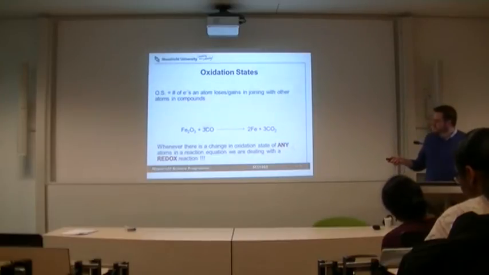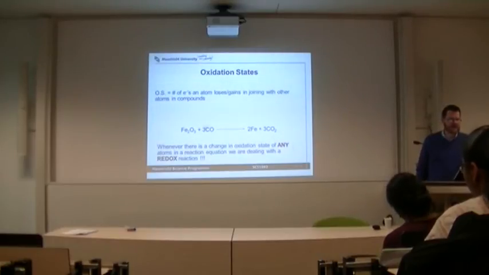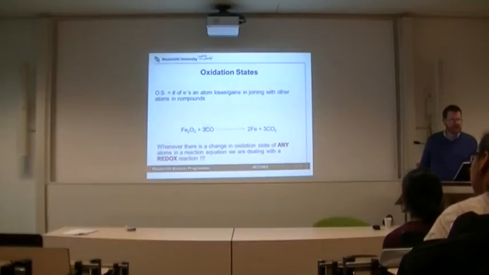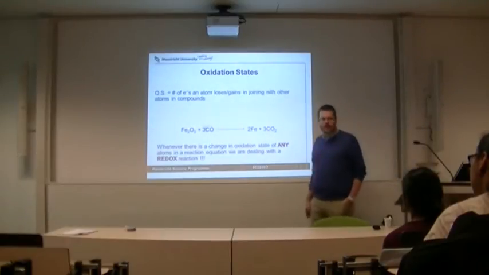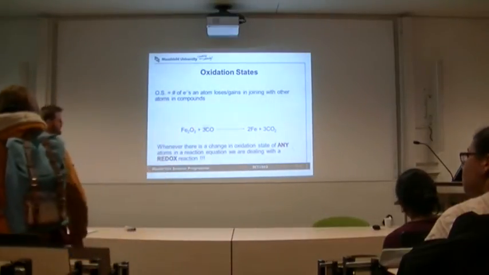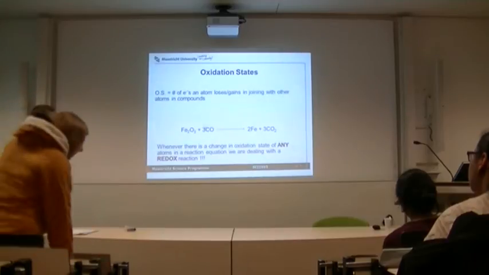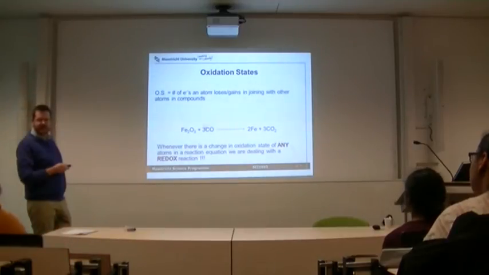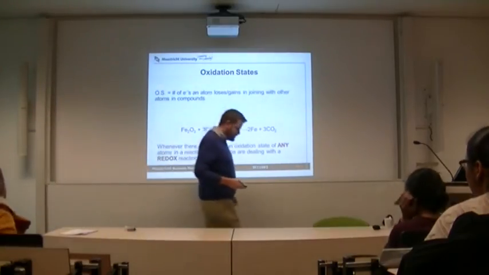Now we've got 6 of those, so in total we've got 6 minus. Iron oxide is neutral. So what would the charge of each iron atom be? If this is 6 minus in total, what is the charge per iron atom? Plus 3. So the oxidation state is plus 3. Now let's look at carbon monoxide. What is the oxidation state of oxygen? 2 minus. What is the oxidation of carbon? 2 plus, because it must be balanced, because the thing is not charged.